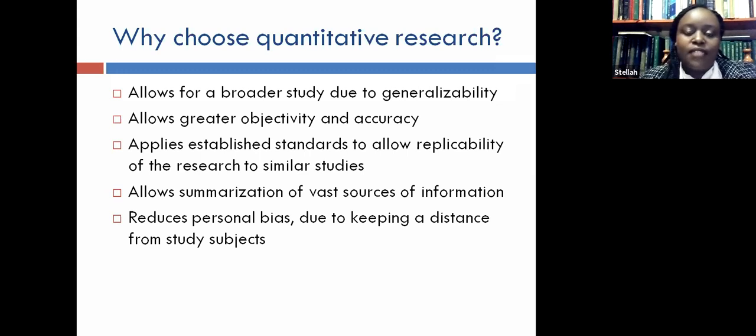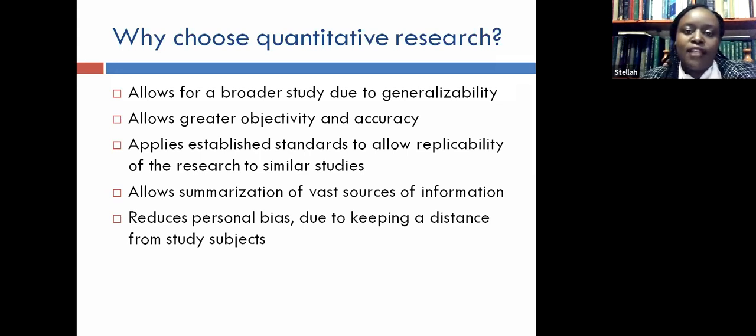So the fact that you studied social media behaviors in Uganda, the information you get can be replicated or can be generalized, saying that those are the behaviors of social media users in Uganda. So basically, quantitative research enables you to generalize your information.